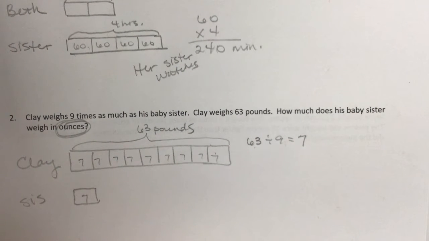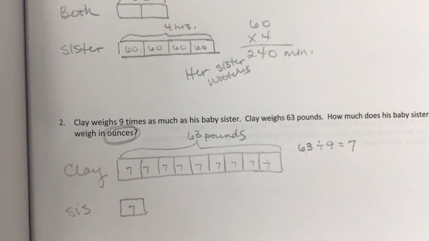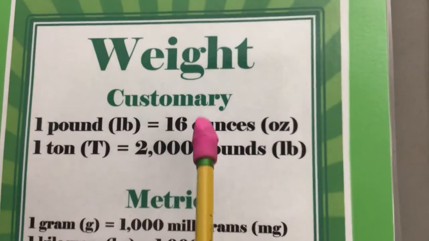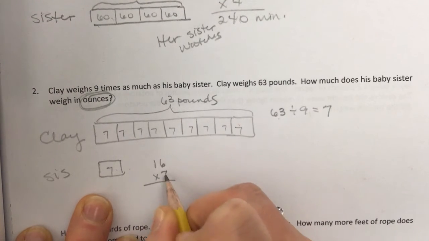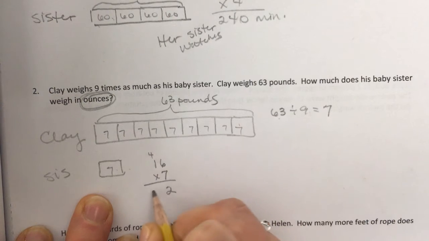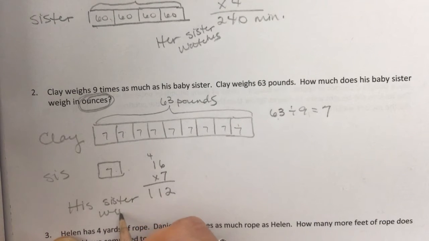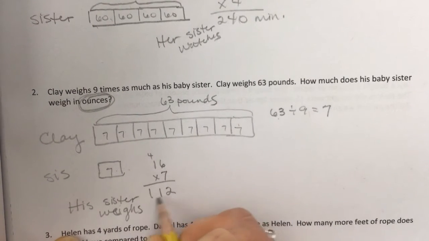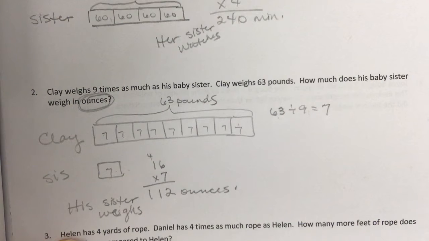Oh, how many ounces are in a pound? Who knows? Hope? Yes, you got it. There are 16 ounces in a pound, remember? 16 ounces in a pound. Okay, so if I take these 7 pounds that his sister weighs and multiply by 16 ounces, that'll tell me how many ounces she weighs. So his sister weighs 112 ounces. Okay, so hopefully you've gotten these right so far.